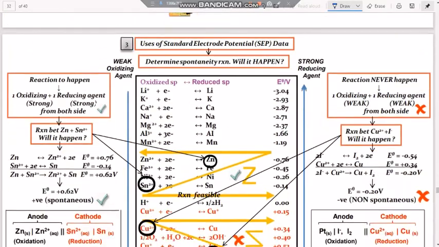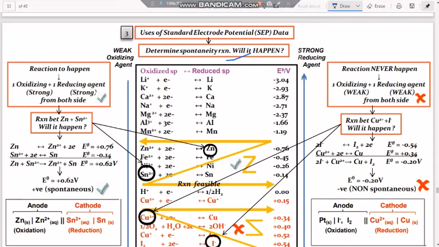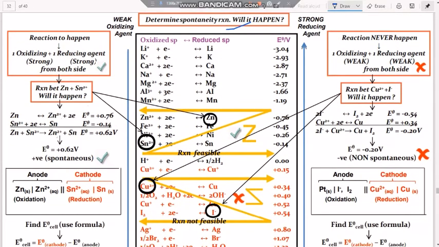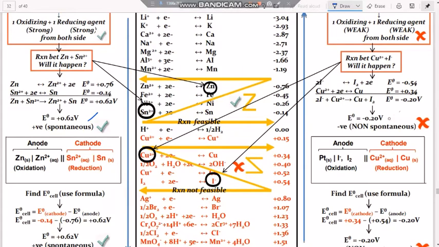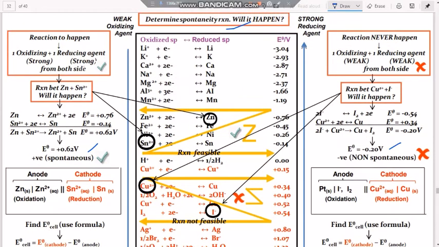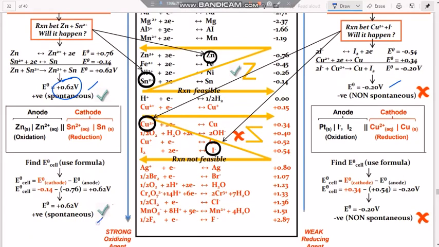Next, uses of standard electrode potential data in determining the spontaneity of the reaction. So how is it said to be spontaneous? It is spontaneous when the E naught value obtained is positive. When the E naught value obtained is negative, it is non-spontaneous. For example, for the zinc and tin reaction, the E naught value calculated is plus 0.62, which means it is spontaneous.